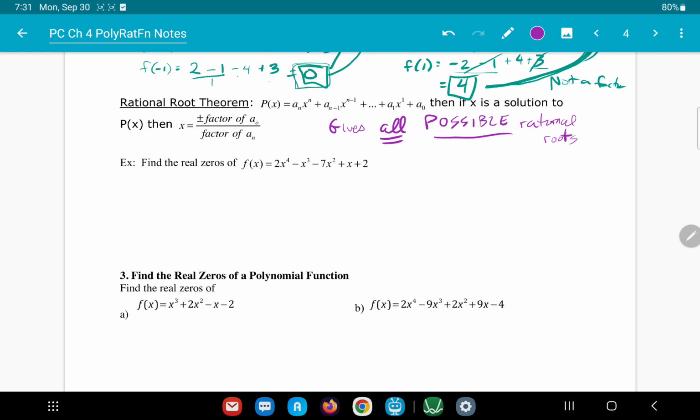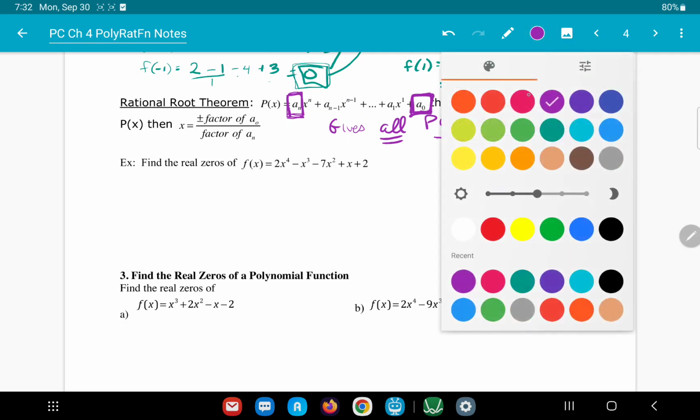And the way we do it is we find the factors of your first term and divide it by the factors of your last term's coefficient. Sorry, I think I said that wrong. You want to find the factors of your last term, the constant, and then divide it by the factors of your first term's leading coefficient. Okay, so let me give you an example here.